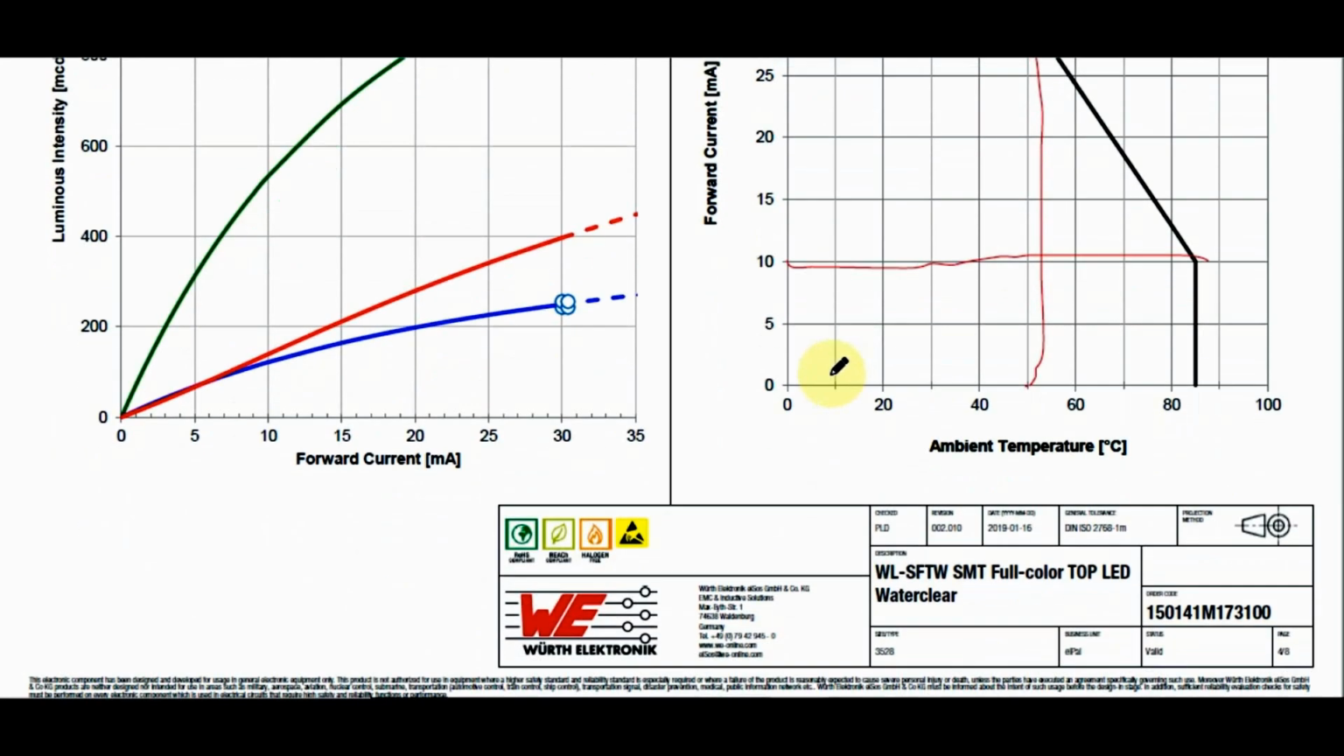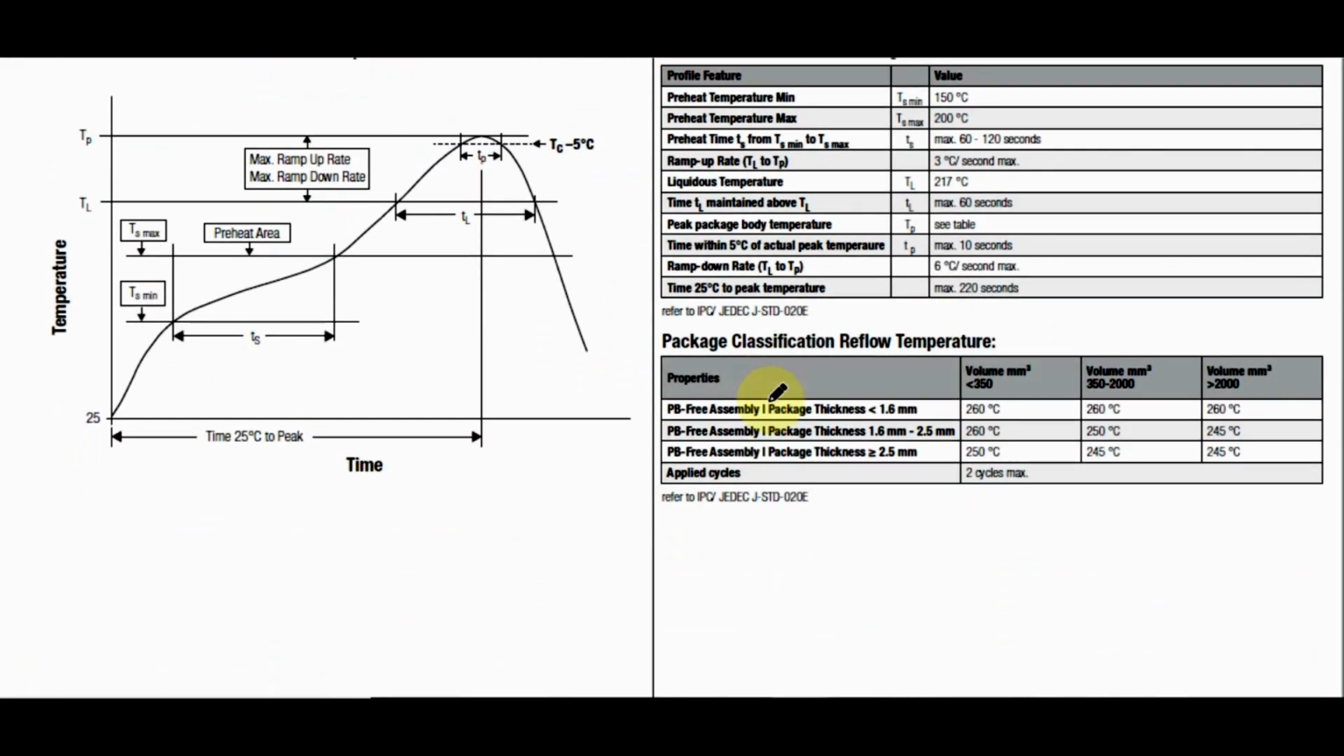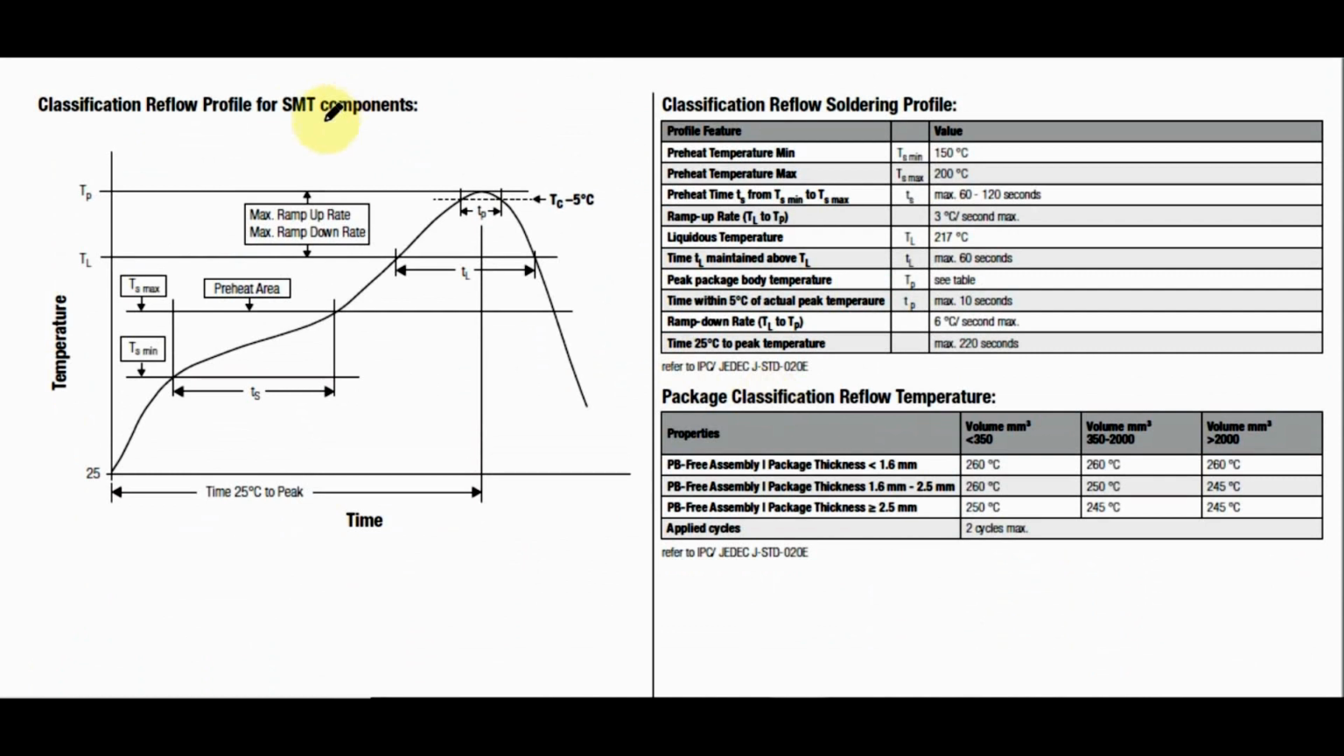Okay, so let's move ahead. This is the packing information. This is the information for the soldering profile.